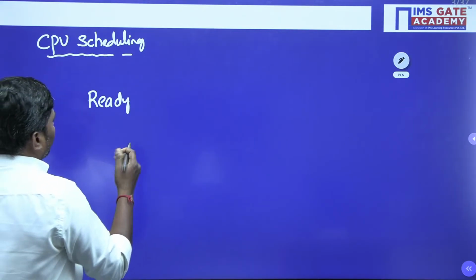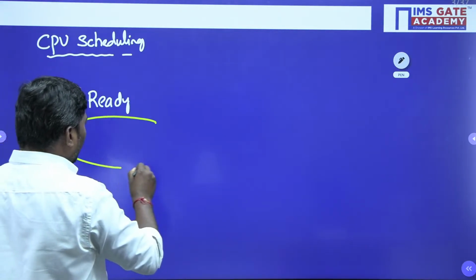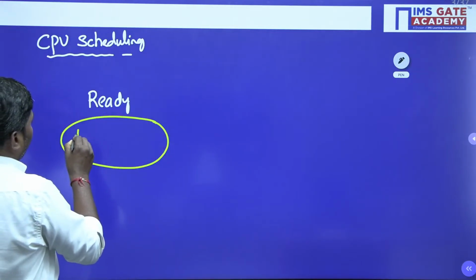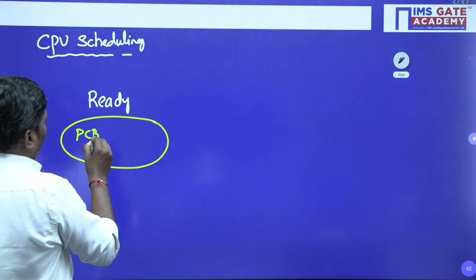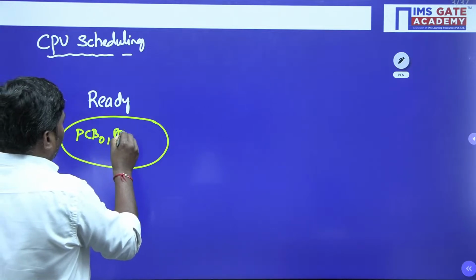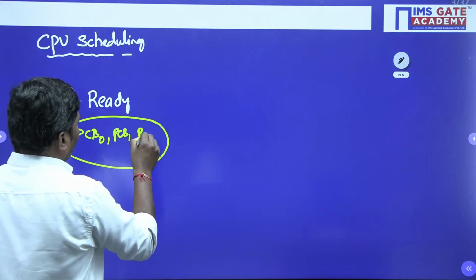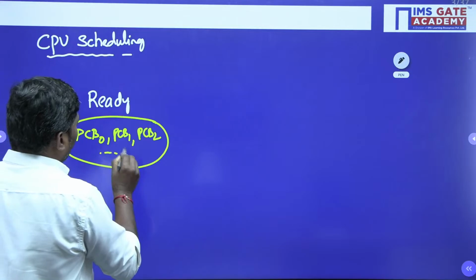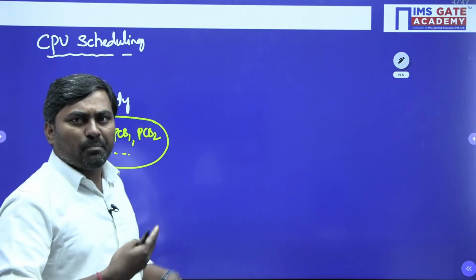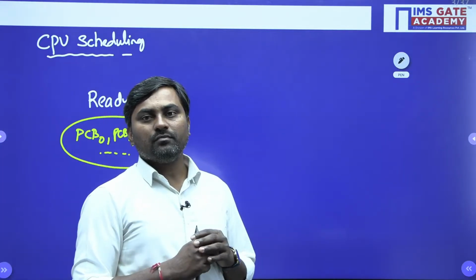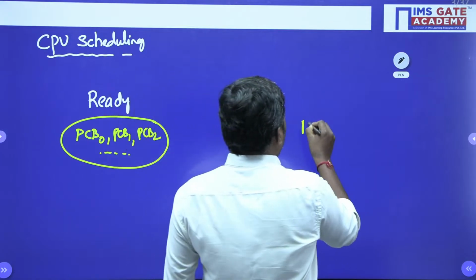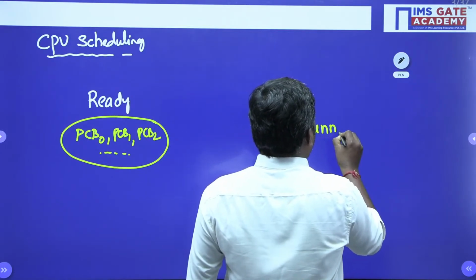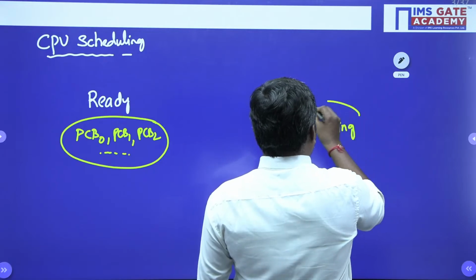If you look at the ready queue, what does the ready queue contain? It contains the PCBs, the process control blocks: PCB 1, PCB 2, like this, n number of PCBs, based on the capacity of the ready queue. Now here is the running state, the CPU. Understand, the CPU is ready.